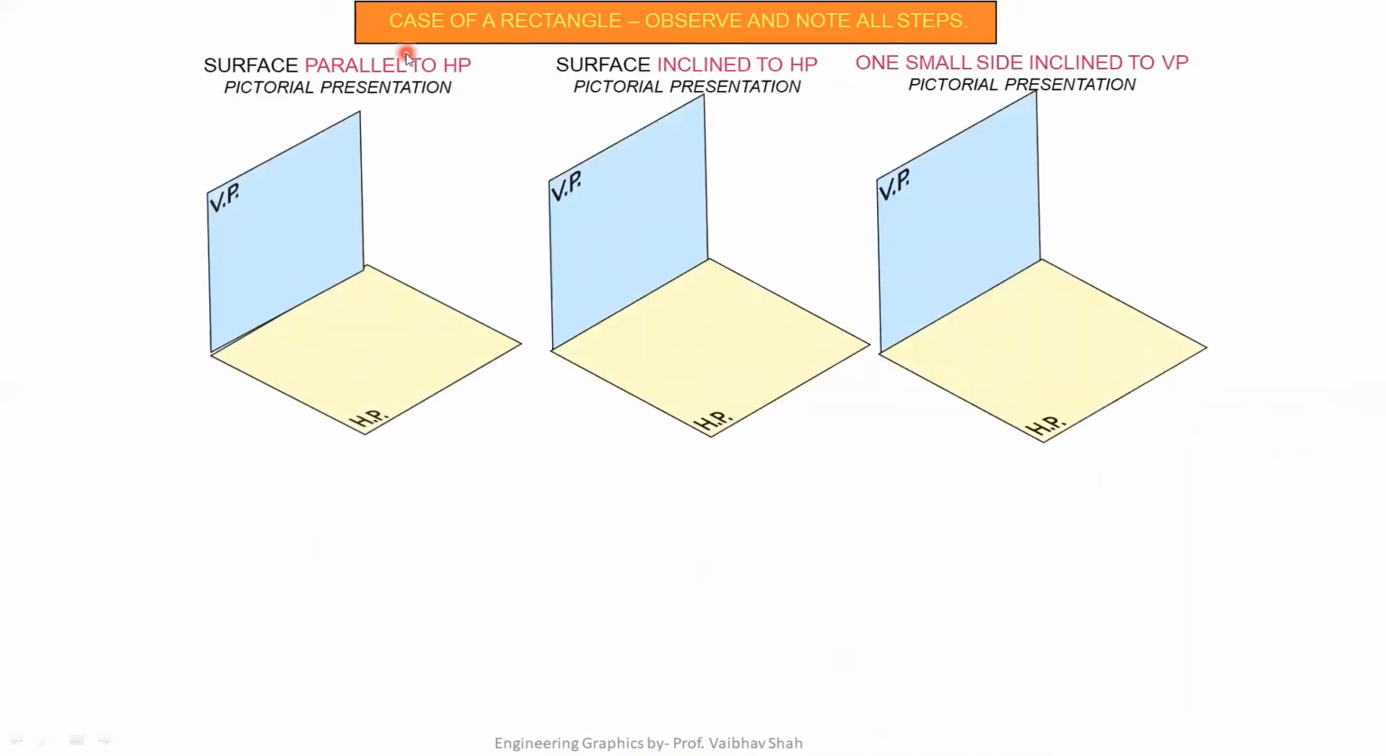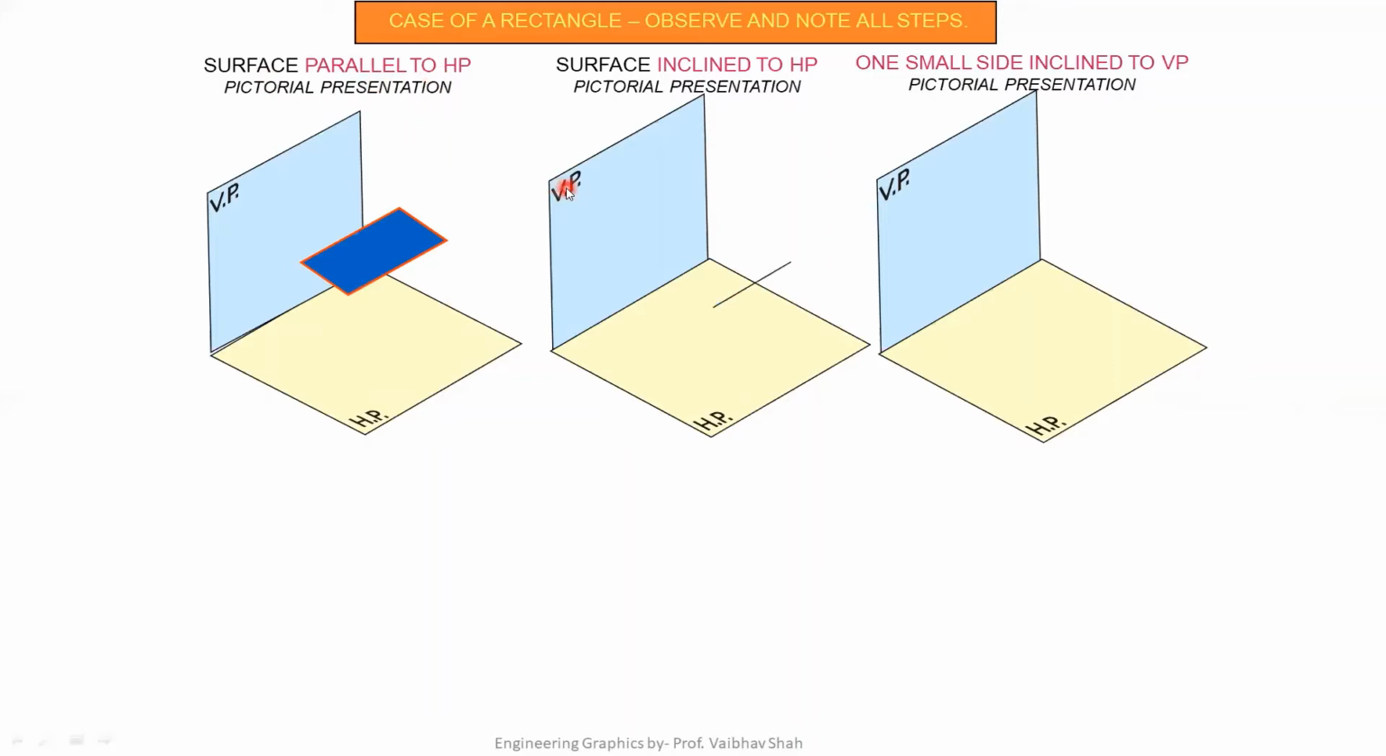In the first case, the surface of rectangle is parallel to HP. In the second case, the surface of rectangle would be inclined to HP. And in the third case, one of the small sides would be inclined to VP. So now let us start with this rectangle. As you can see, this rectangle is placed just parallel to your HP, which means the surface of rectangle is now parallel to HP.